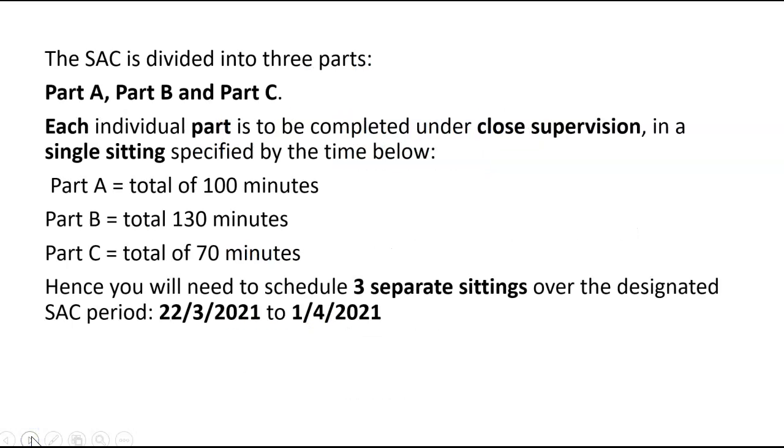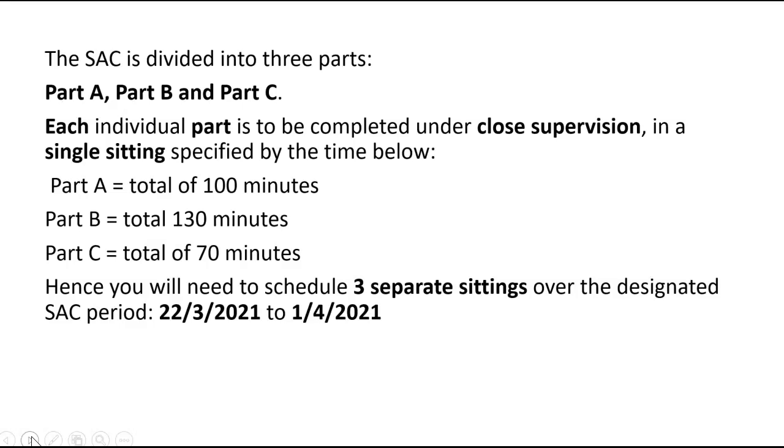Okay. So there are 3 parts for this SAC. Each individual part is to be completed under close supervision in a single setting. So part A, one sitting. The time allocated is 100 minutes: 10 minutes reading time, 90 minutes writing time. For part B, 10 minutes reading time, 2 hours or 120 minutes of writing time. Part C, 10 minutes reading time, 1 hour or 60 minutes writing time.